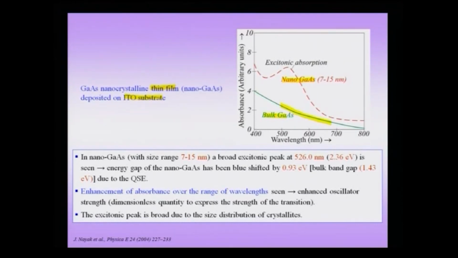And if you look at the absorbance of now this what we call the nano gallium arsenide vis-a-vis the bulk gallium arsenide, and here the x axis is the wavelength, you see that the bulk shows an increase in absorbance with wavelength, that means as the wavelength increases, the absorbance decreases.